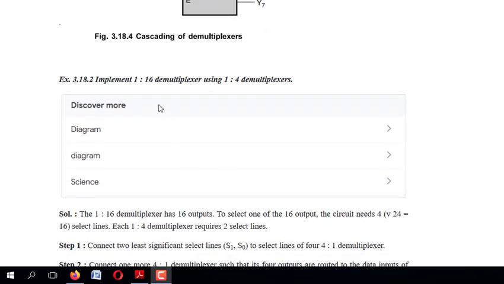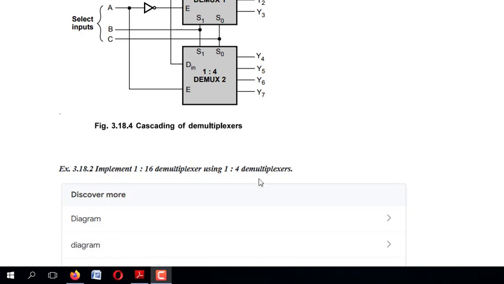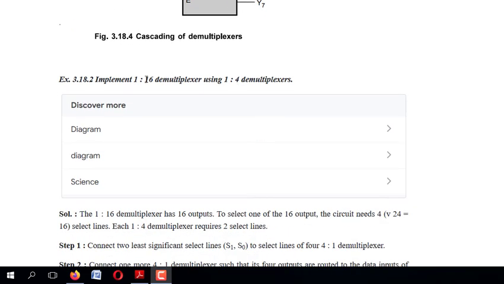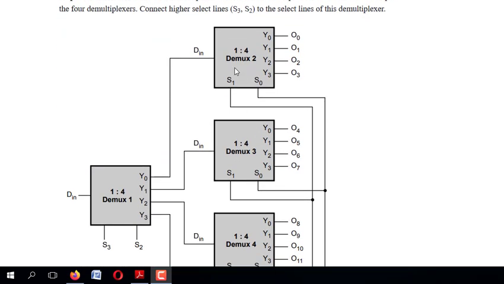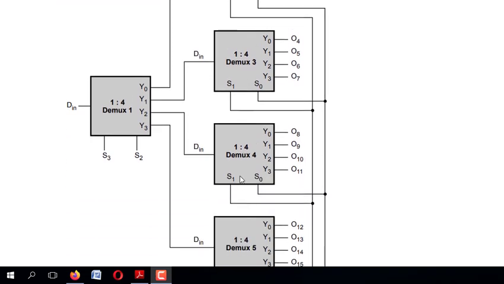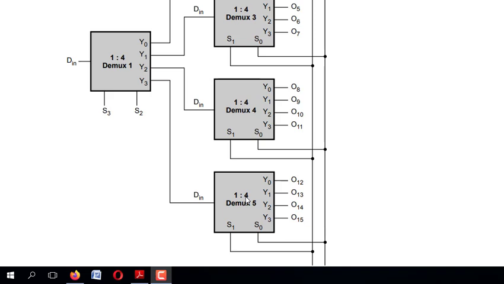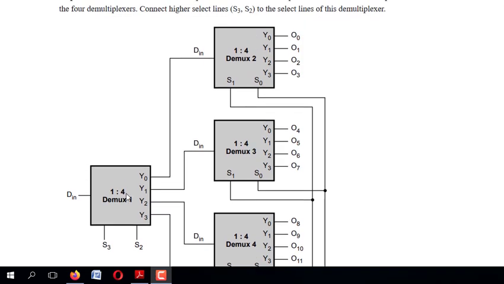Now the next problem is 1:16 using 1:4. How many 1:4 can be used in order to get 1:16? You have to use four 1:4 demux, isn't it? So see here, 1, 2, 3 as well as 4. Before getting into this, initially I am using one 1:4 demux. Automatically my input is 1 and my output is 4, that is Y0, Y1, Y2, Y3.